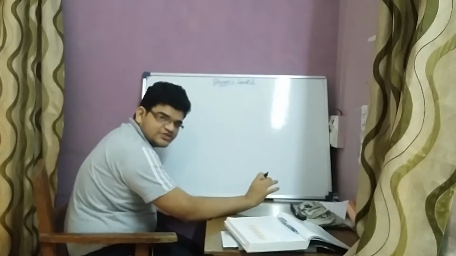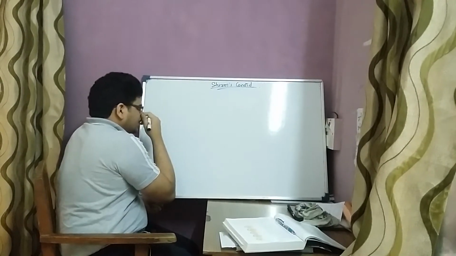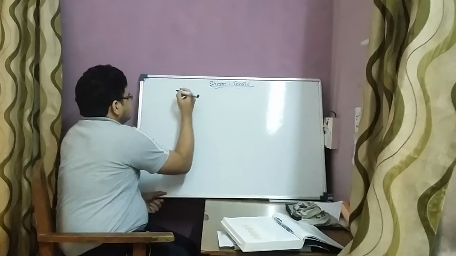Now the configuration of rays which are refracted through a toric surface is called Sturm's conoid. Now look at how to draw the diagram.